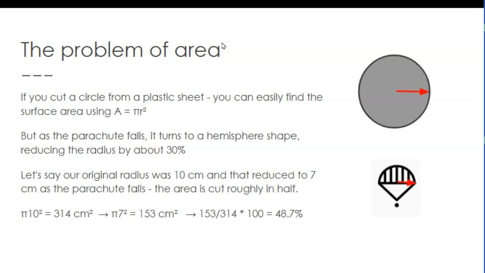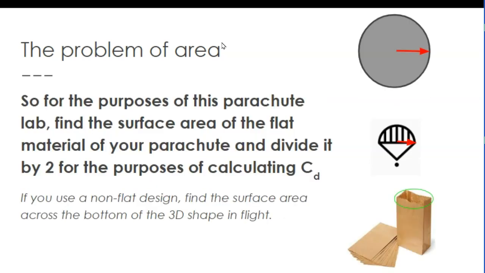So, I did some example calculations. The surface area of the flat sheet is 314 square centimeters. The surface area of the hemisphere is 153. So 153 divided by 314 times 100 is 48% of the original surface area. So, for the purposes of this lab, if you make your parachute out of something flat, then you're going to take that surface area and divide it by 2 when you calculate the coefficient of drag.